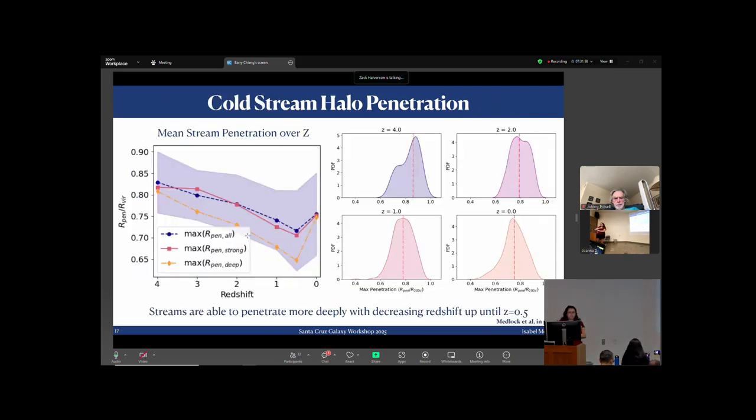These are the results of the mean stream penetration as a function of redshift here on the left, where we see that the mean penetration increases, it goes deeper into the halo as a function of redshift, down to redshift 0.5, where then it increases again. And in general, the deepest that we go is about 2/3 of the virial radius.